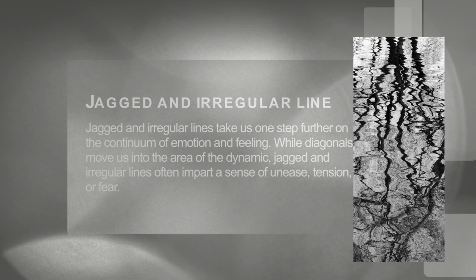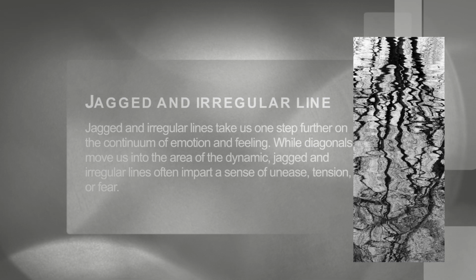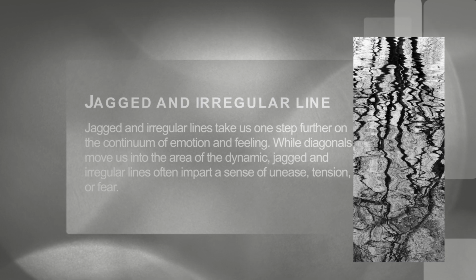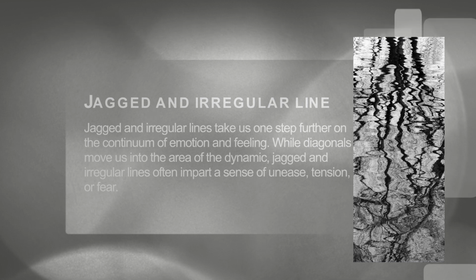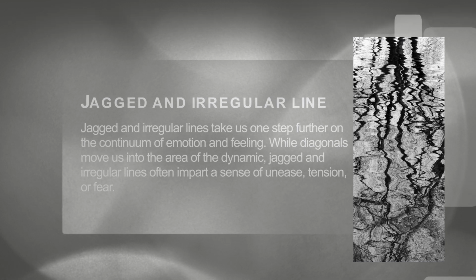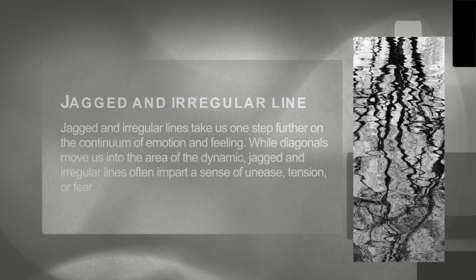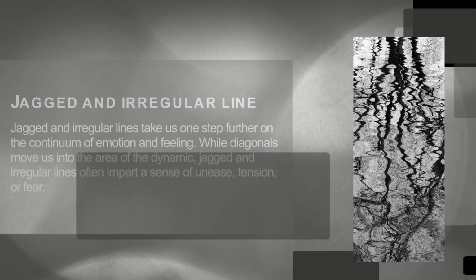And due to the fact that the reflection seems to be hitting in lots of different directions, the line is very irregular and jagged. They take it almost one step further from this idea of emotion and feeling or movement. While diagonals move us into the area of movement, jagged and irregular lines often impart a sense of unease, tension, or fear, and almost confusion. If you have all these lines going in different directions, there is this kind of uneasy mood which is represented as a result of that.